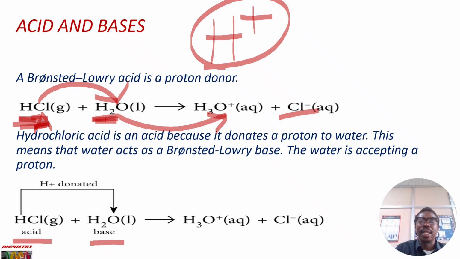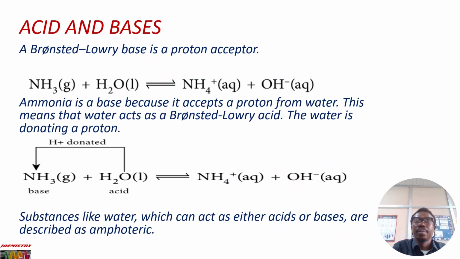So we've talked about the Bronsted-Lowry definition of an acid and a base. We define an acid as a proton donor. Any substance that is capable of donating a proton is an acid, while any substance that is capable of accepting a proton is a base. A Bronsted-Lowry base is a proton acceptor.